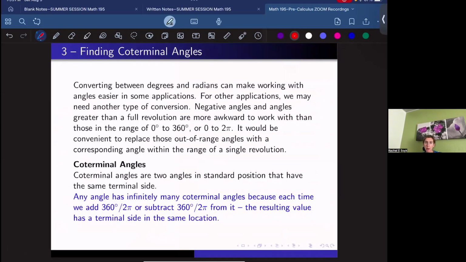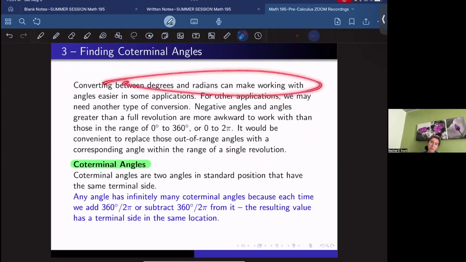So we're now on to our third objective, finding coterminal angles. I guess I'll read this part, but then we'll go into what the definition of a coterminal angle is. Converting between degrees and radians can make working with angles easier in some applications. For others, we might need another conversion, aka this is where coterminal angles come into place.